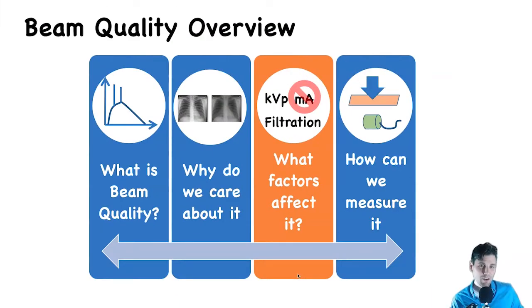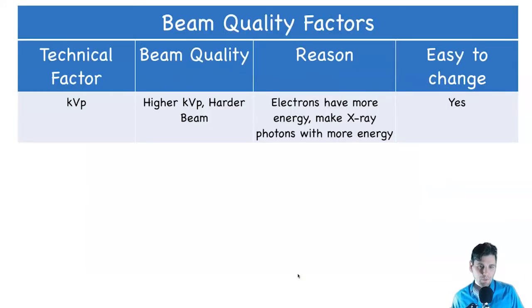Okay, so we said, what is beam quality? Why do we care about it? Now, what factors affect it? So first we'll just go over the factors that affect it in basic table form, then we'll go through some schematic pictures about that. But first and most obviously, the energy of the spectrum is determined most by the kVp.